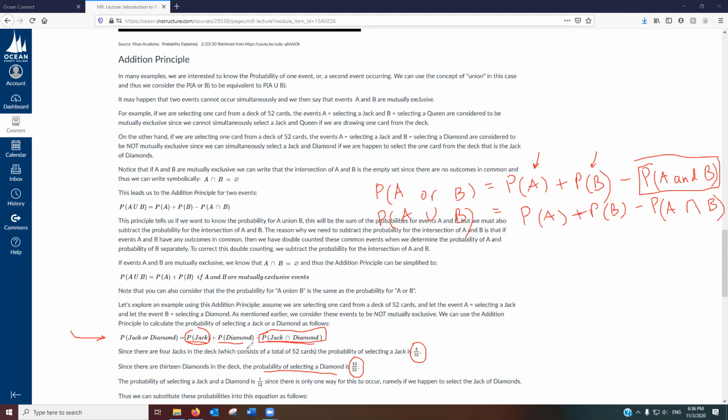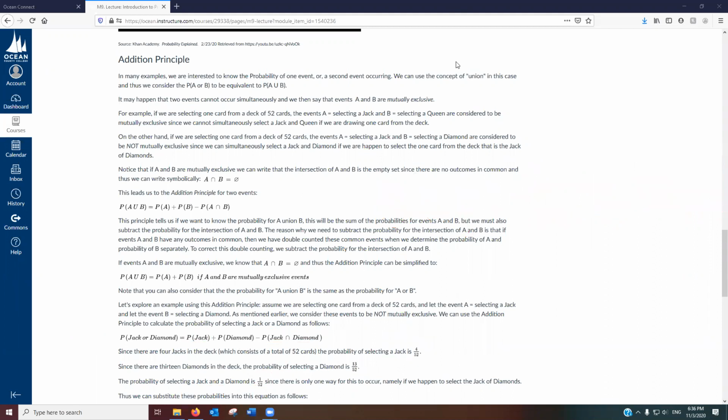Is there any way, or how many ways are there to select a card that's both a jack and a diamond at the same time? Well, there's only one way. There happens to be a card that is the jack of diamonds. So by selecting that one card, you're selecting a card that's both a jack and a diamond at the same time. There's only one of those cards, so that would be 1 over 52.